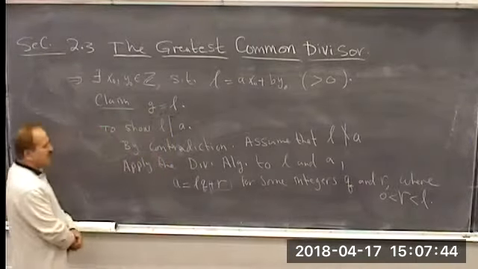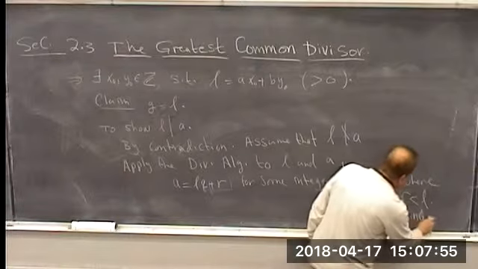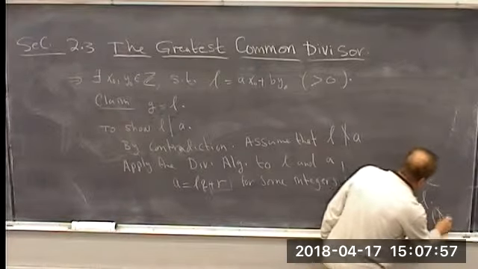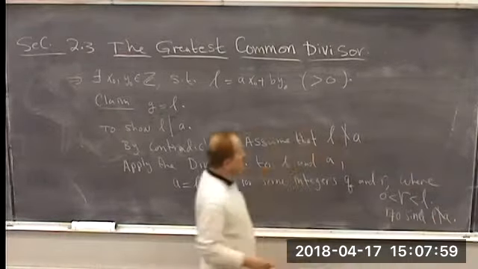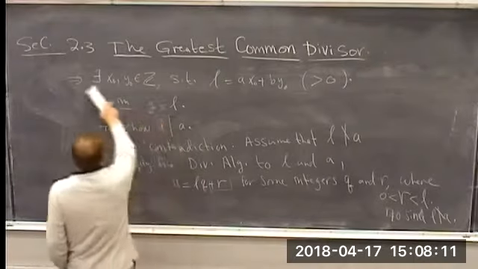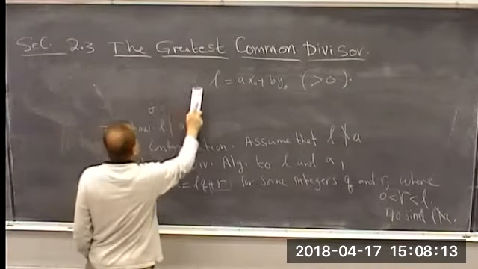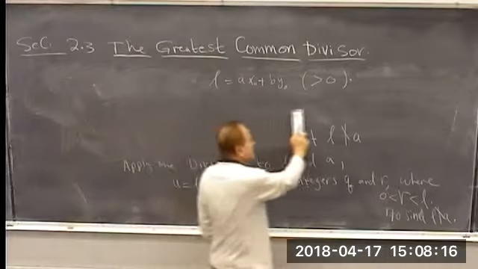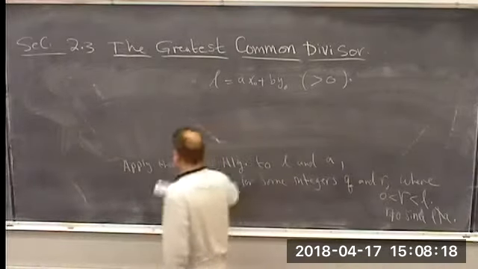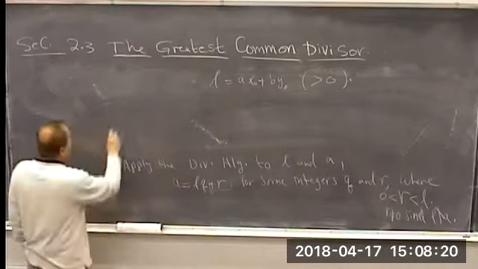since L does not divide A. Because if it does, then we have R equal to 0. All right, so we have this. All right, now let's look at what R is equal to from this equation. So R is equal A minus LQ.